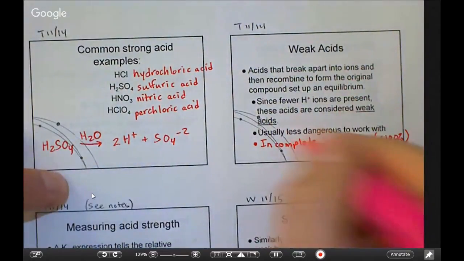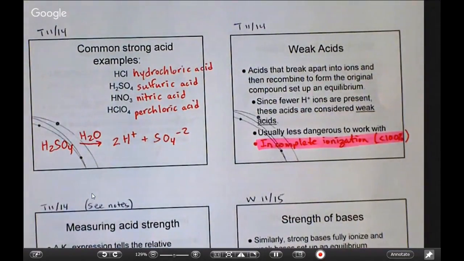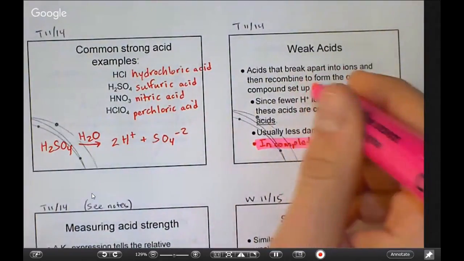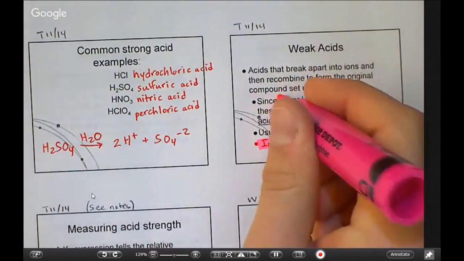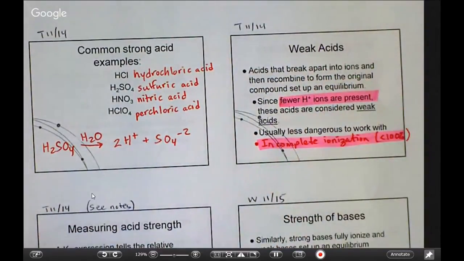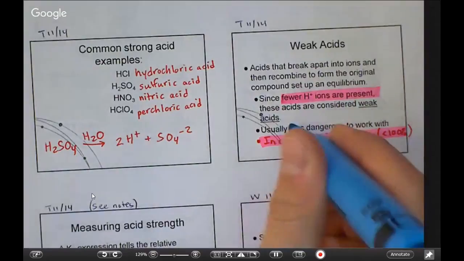I don't know if you can see red and pink. Oh well. Incomplete ionization, it's less than 100%. And so if less than 100% of the substance is ionizing, then we are going to have fewer H plus ions present, which means that they are considered to be weak. And if you have fewer protons around, and the amount of protons determines the extent of how dangerous something is to work with. If you have a strong acid and you have as many protons around as possible, that's pretty dangerous. A weak acid has fewer protons, so it's going to be less dangerous to work with.